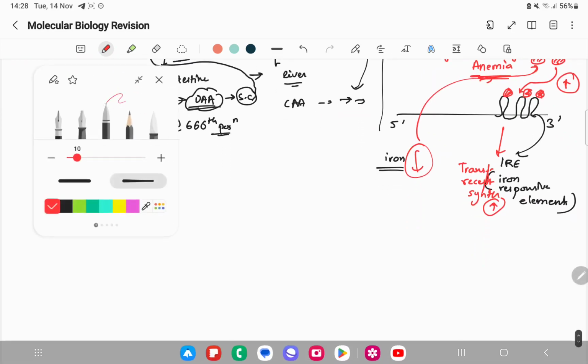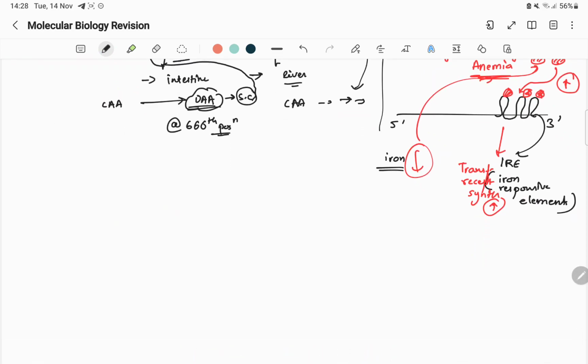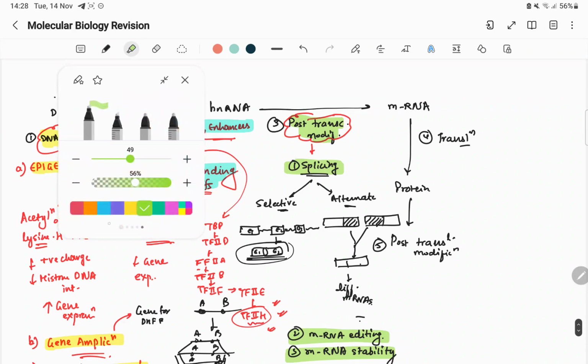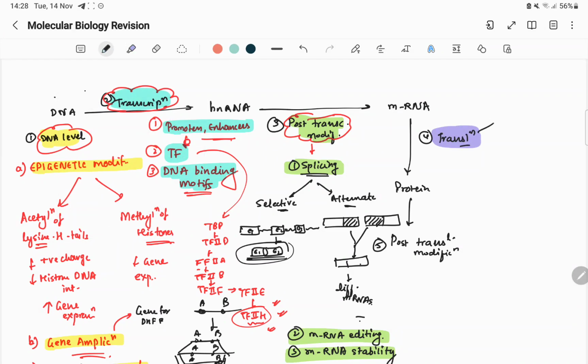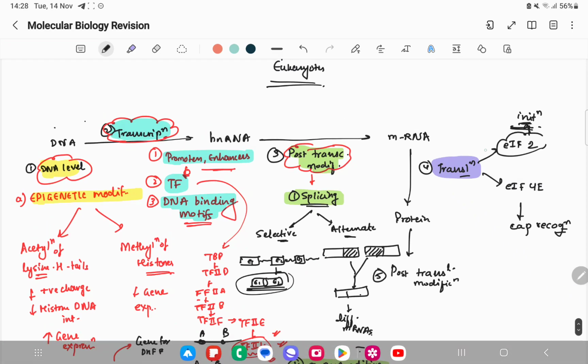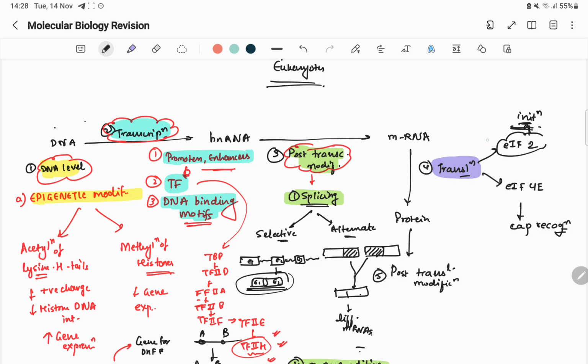Then we have the regulation at the translation level. Regulation at this level is mainly via eukaryotic initiation factor 2 and eukaryotic initiation factor 4E. 4E is the cap recognition part, and eIF2 is important for the initiation process. So this completes regulation of gene expression in eukaryotes.